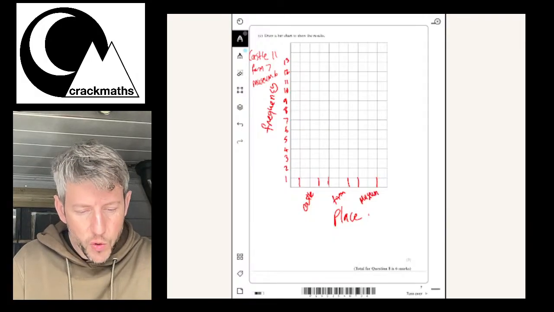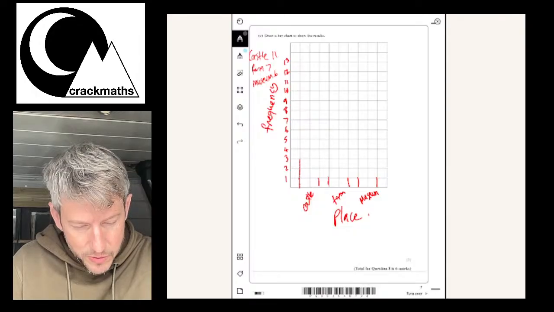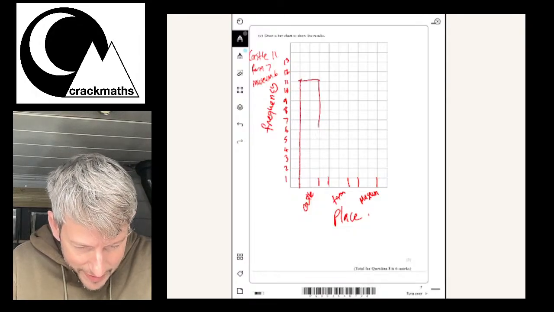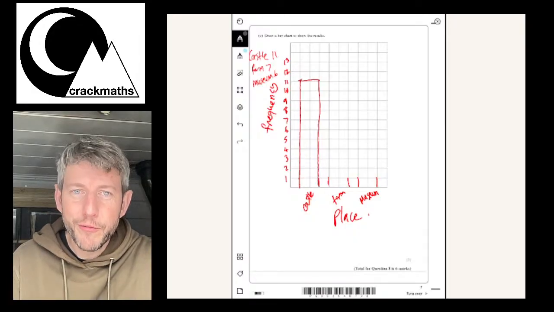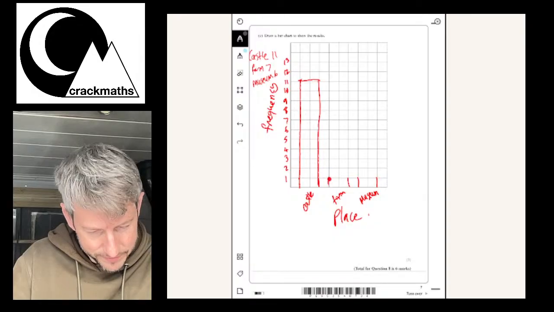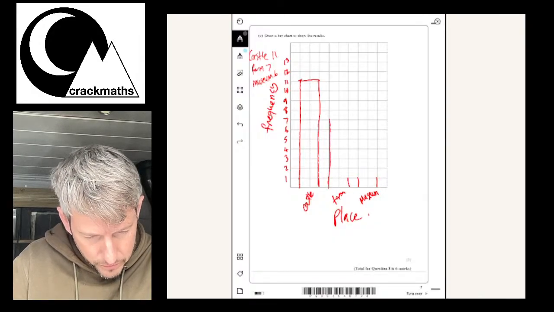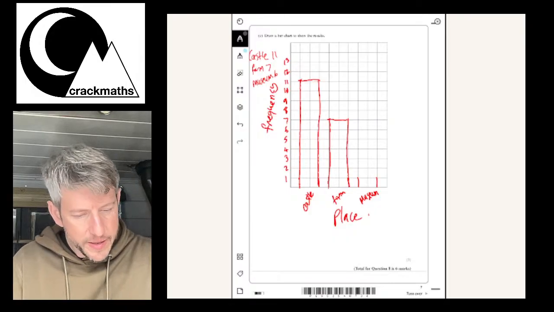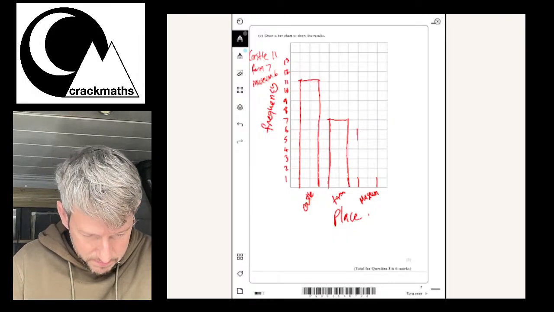And then I'm going to draw up to the right place. So castle needs to go up to 11. Remember in your exam, use a ruler. Farm is going to go up to 7. Here we go. And museum goes up to 6.